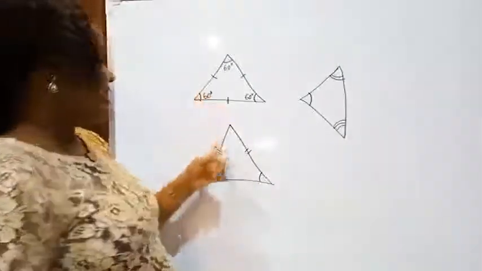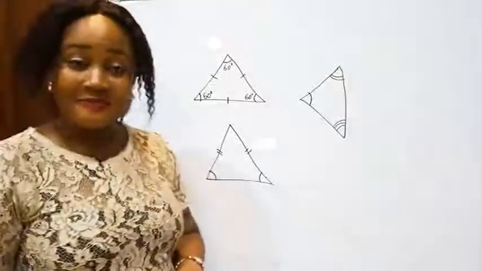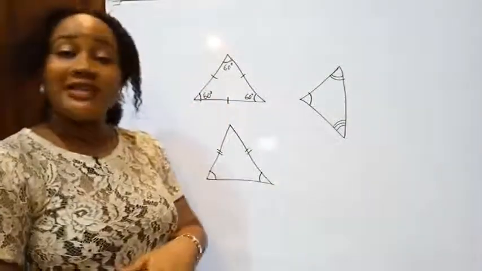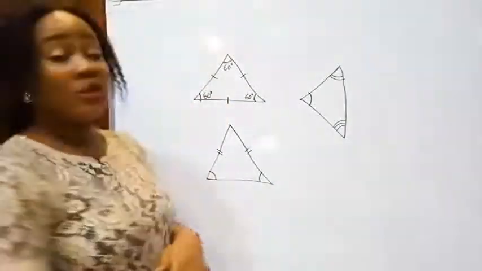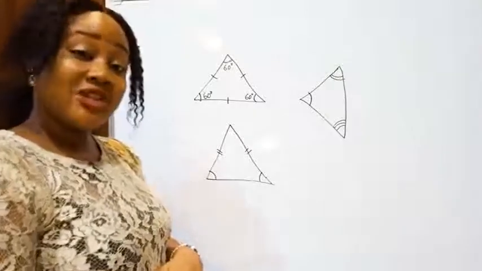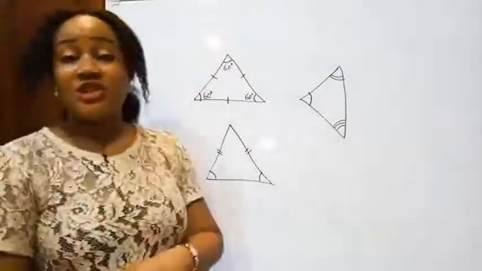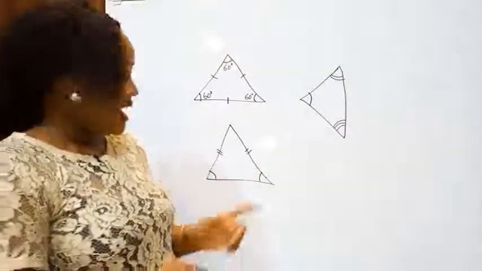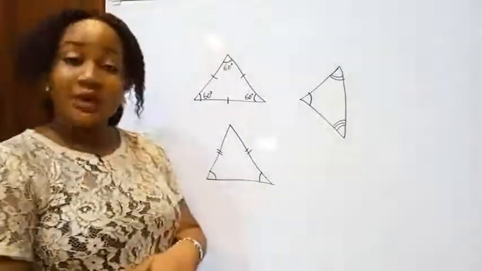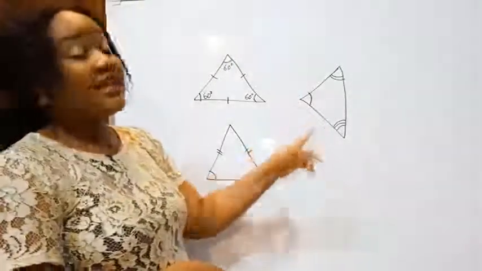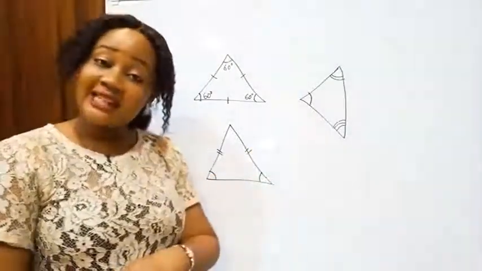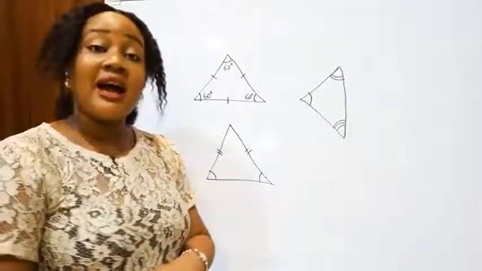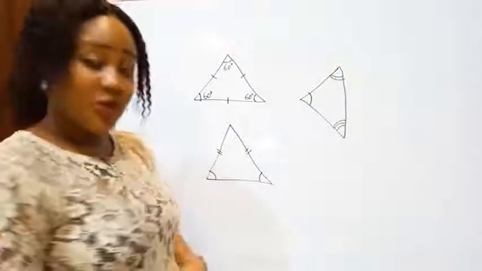So let's look at these diagrams of triangles. Okay, this is an equilateral triangle. Equilateral triangles have all sides equal and all angles equal. All the angles of an equilateral triangle are 60 degrees. Now an isosceles triangle has two sides equal and two angles equal. Then for a scalene triangle, none of the sides are equal and none of the angles are equal. Now let's solve some questions.